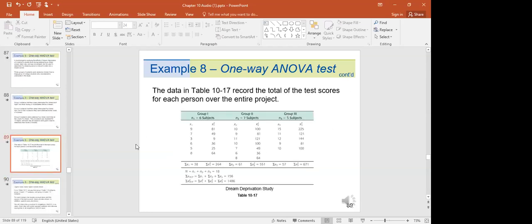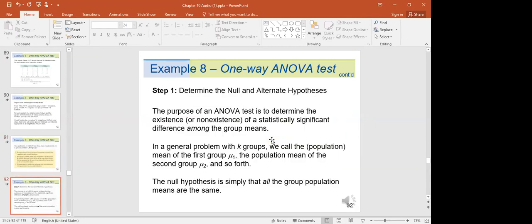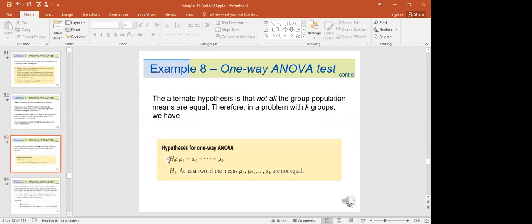So we have 3 groups and we want to test whether the mean level of anxiety for the 3 groups are the same. They were waking up at very different times. So the null hypothesis for the analysis of variance is mu1 equals mu2 equals mu3 equals as many populations as you have.